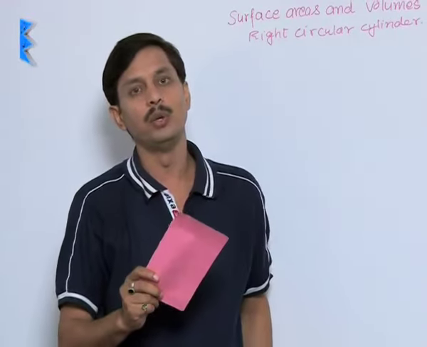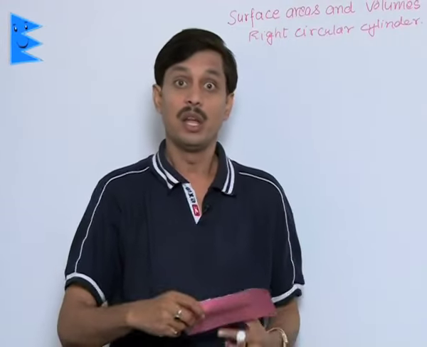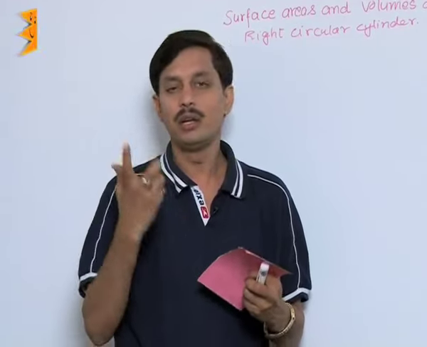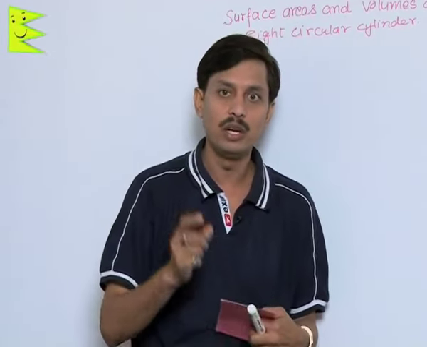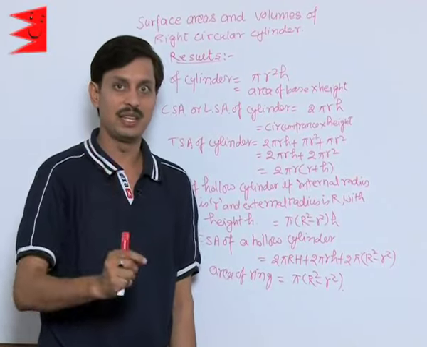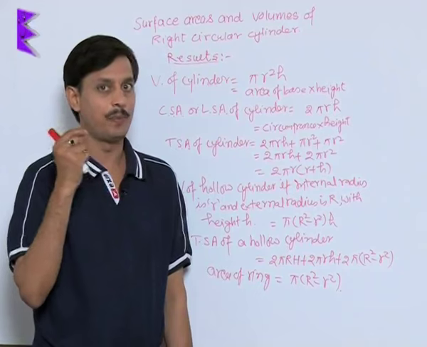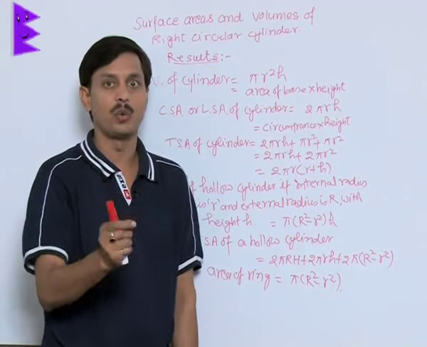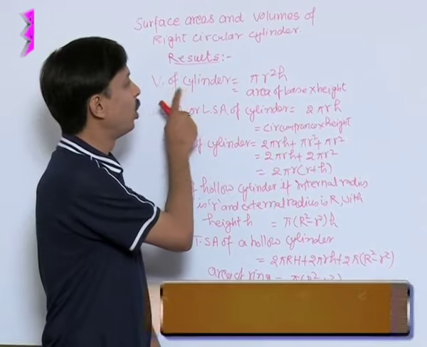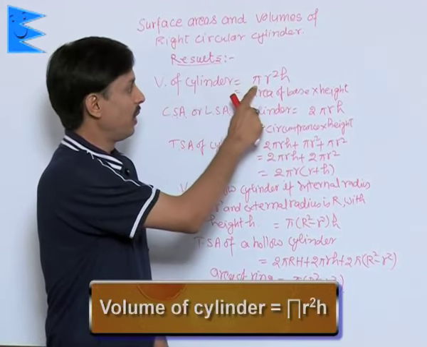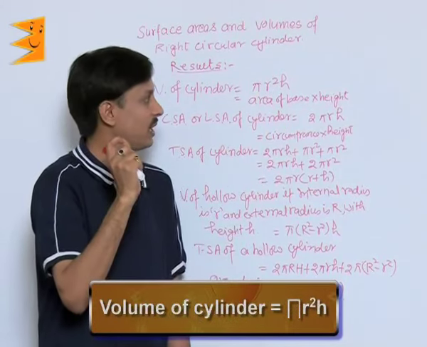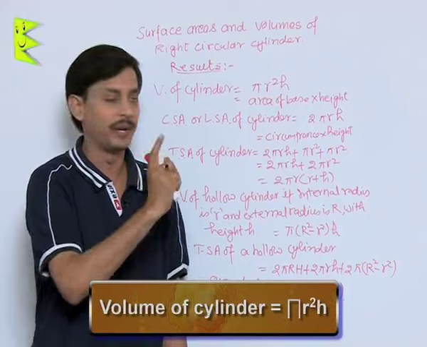Now I want to tell you the surface area results, total surface area and volume of a right circular cylinder. Now I want to discuss with you the results required while solving the problems of the right circular cylinder. The first result is volume of cylinder, given by pi r square h, where r is the radius of base and h is the height of the cylinder.